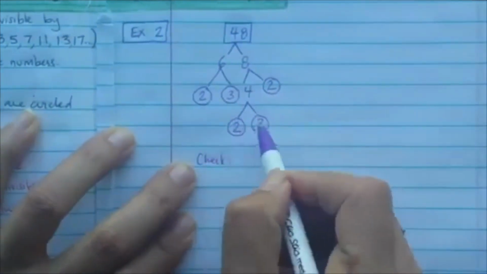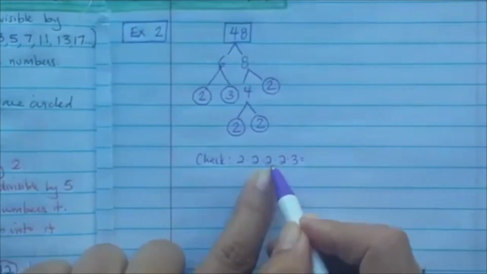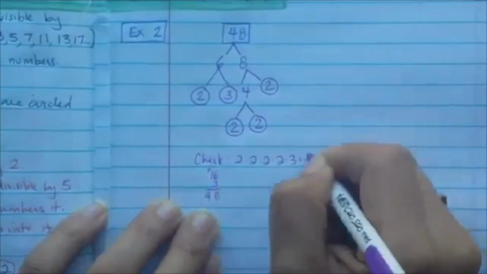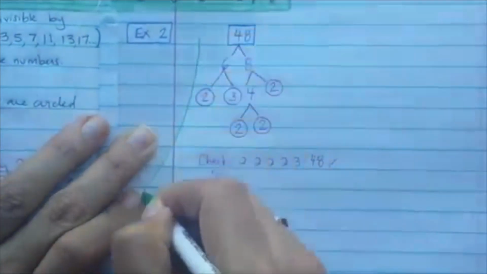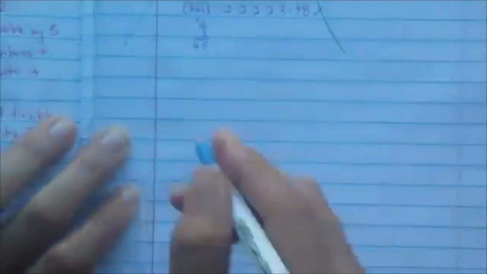So you can check this. If you multiply all the circles, it should give you 48. 2 times 2 is 4, times 2 is 8, times 2 is 16. 16 times 3 is 48. Perfect. So make sure when you break it down, you check it to make sure that you did it correctly. Otherwise, you get the problem wrong for nothing.